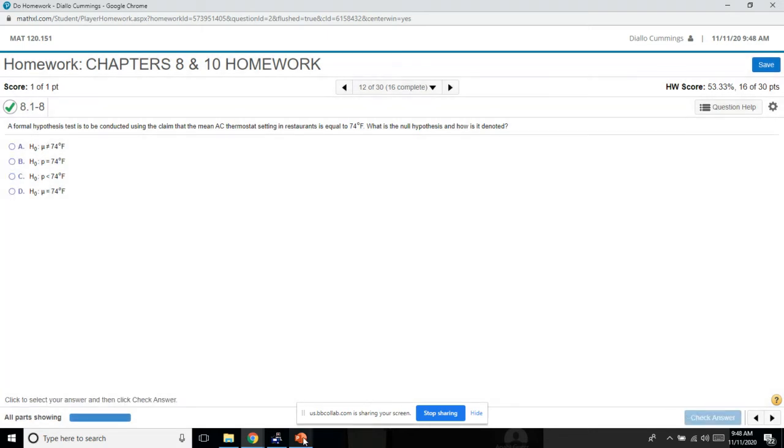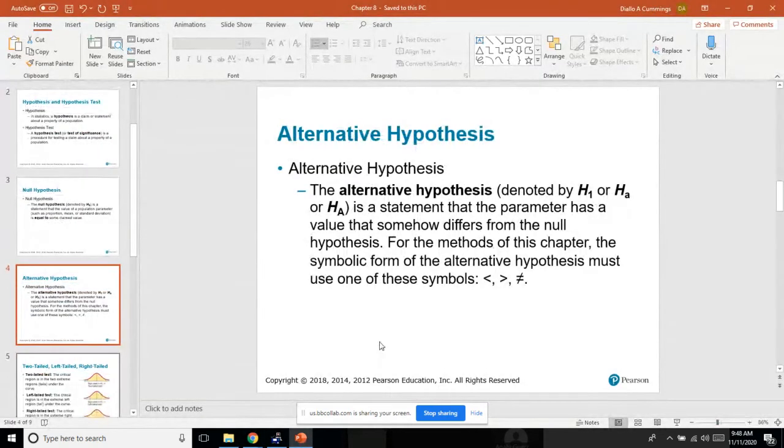I'm going to go back to our PowerPoints. Now we'll talk about the alternative hypothesis. The alternative hypothesis can be denoted a couple of ways. It can be denoted as H sub 1, H sub A, lowercase a, or H sub capital A. In either case, we're making a reference to the alternative hypothesis. The alternative hypothesis is a statement that the parameter has a value that somehow differs from the null hypothesis. The symbols that we're going to use are less than, greater than, and not equal to.